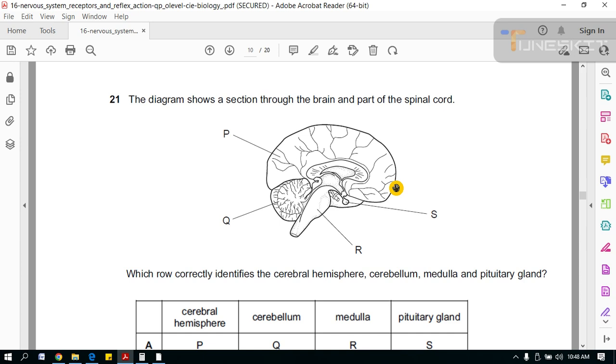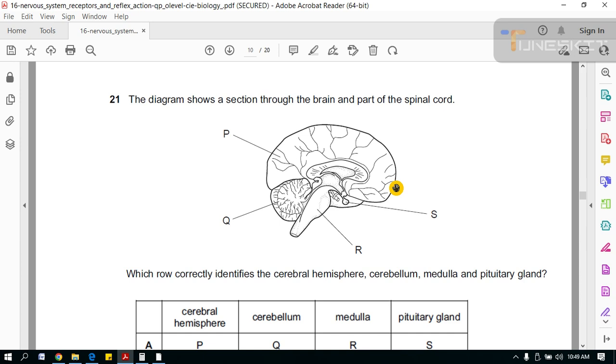Okay, first label all these parts of the brain. What is P? P is the cerebrum. What is Q? Yes, Q is the cerebellum. What is R? R is the medulla oblongata. What is S? It is the hypothalamus. So, the pituitary gland. In this case, the pituitary gland.